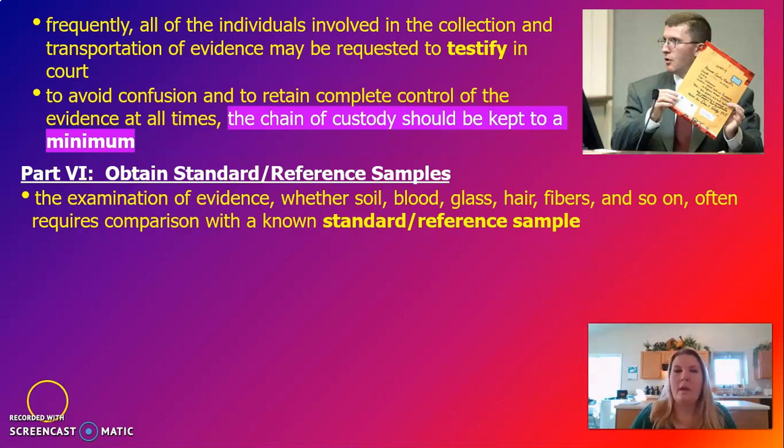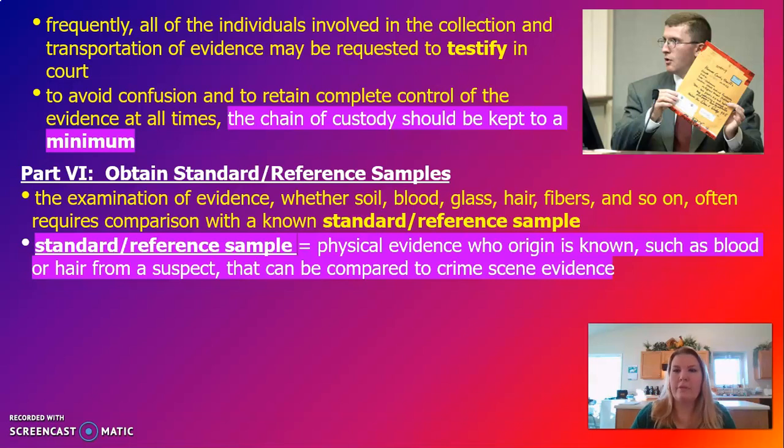So what these are, are the samples that you would take from, for instance, a suspect at the police station. It could be samples that you take from the victim that are of known origin. Right? I mean, we know exactly where they're coming from because we're taking those hairs or blood sample or whatever directly from the people. What you do is you compare those samples to the crime scene evidence.